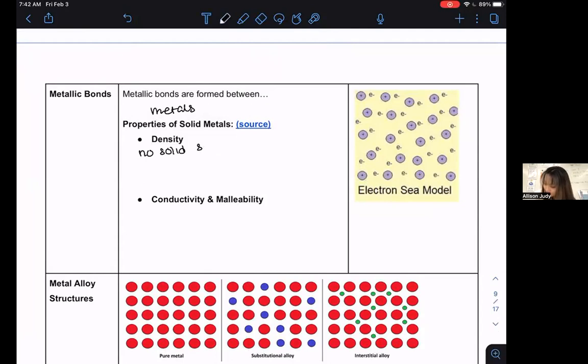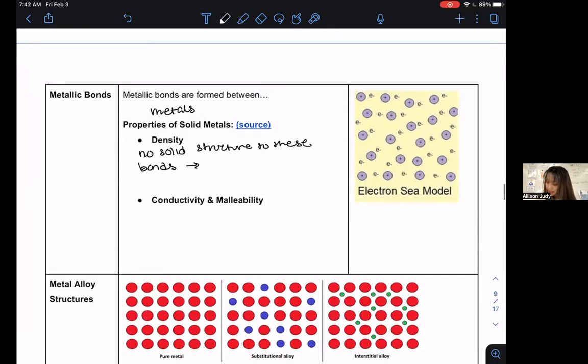There's no solid structure to these bonds. What we see is that a metallic solid is easily compressible and therefore tends to be very dense. Now, what do I mean by there is no real solid structure?